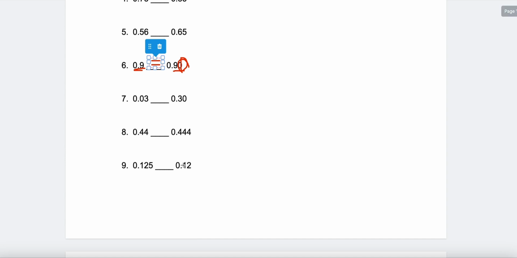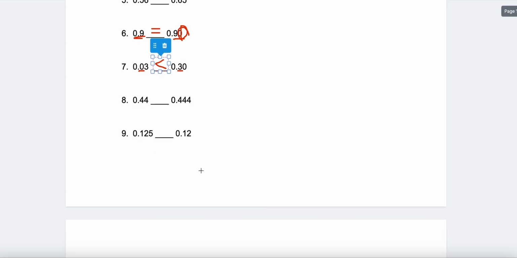Next one is 0.03 and 0.30. This one is 3, while this one is 0. So the 0 is obviously less than 0.3, so 0.03 will be less than 0.30. Next one is 0.44 and 0.444.